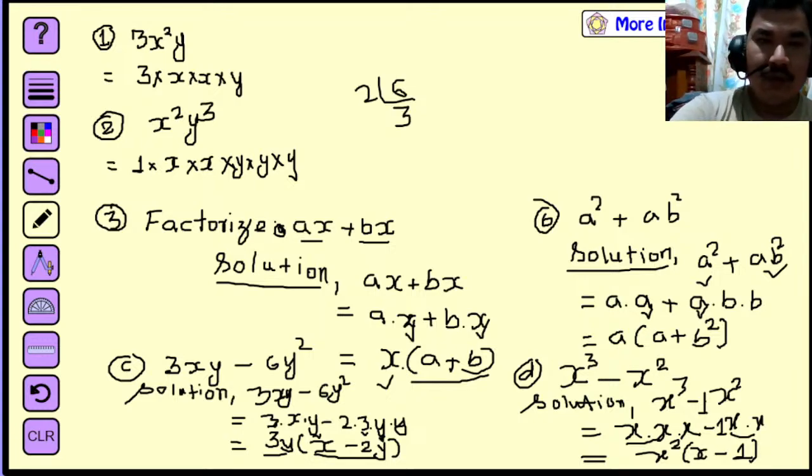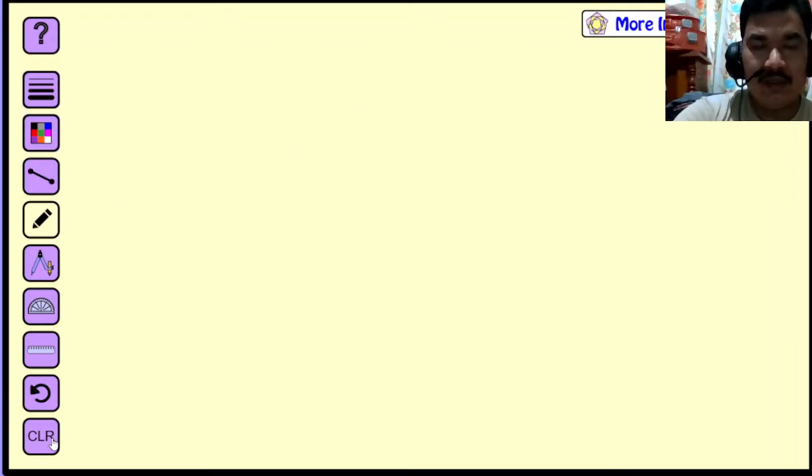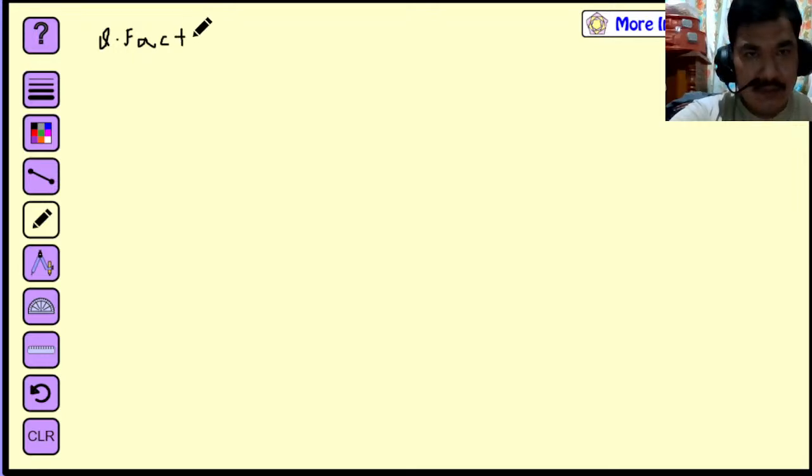Now look here. I want to show you the next question. I want to clear this board once. Suppose there is given a question like this. What will you do? Next question. The question is that factorize. This is factorize. Factorize it.